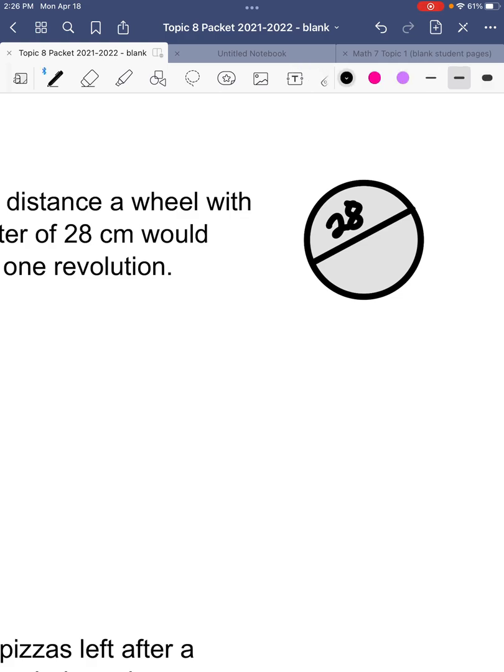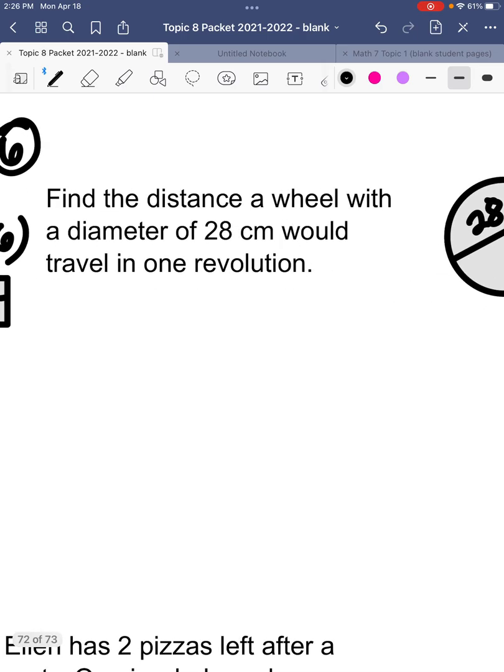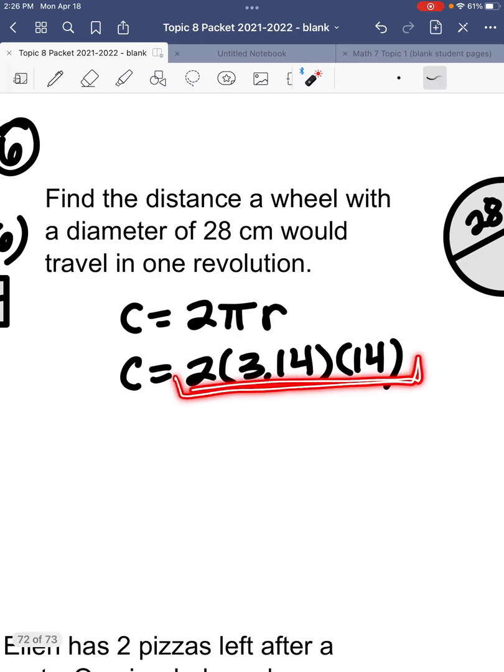Well, if I've been given the diameter, how do I find the radius? Well, I know the radius is half of that. So 28 divided by 2 is 14. So my radius is 14. So now that I know the radius, I can easily use my formula. So our formula is C equals 2 times pi times the radius. So C equals 2 times 3.14 times 14. And now I'm just going to plug this right here into my calculator. Remember, I'm multiplying it all together.